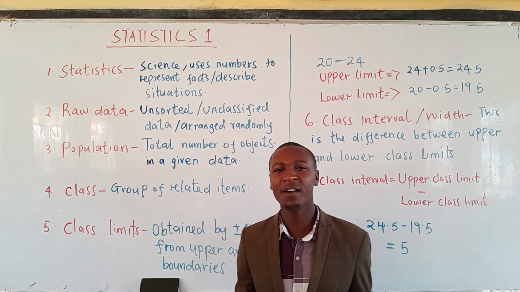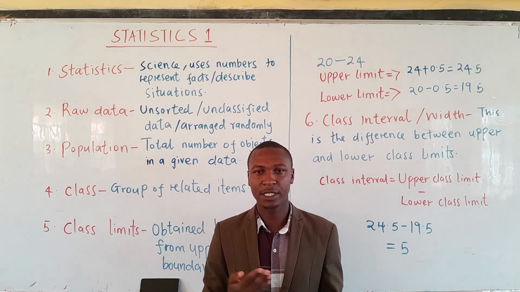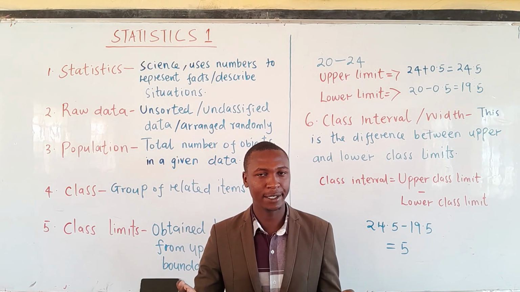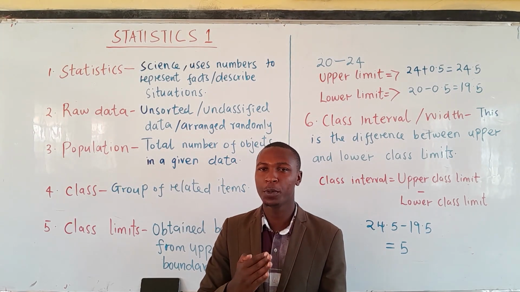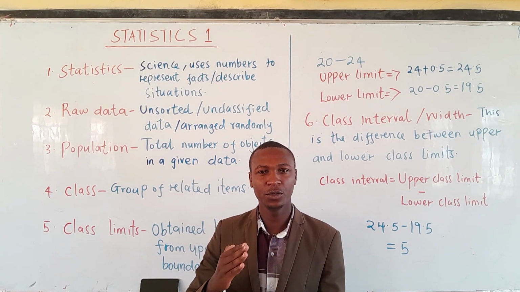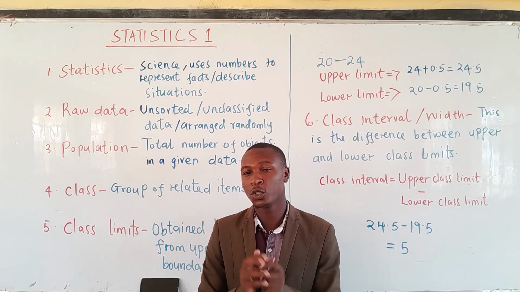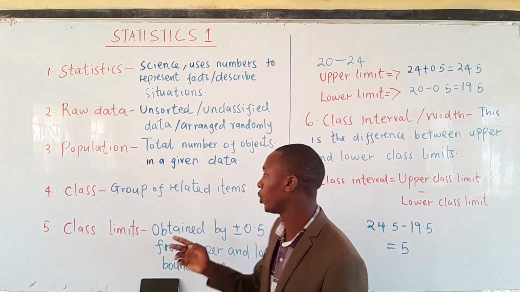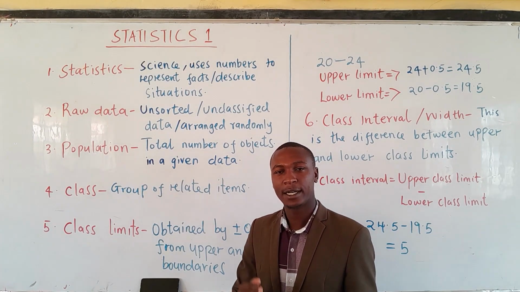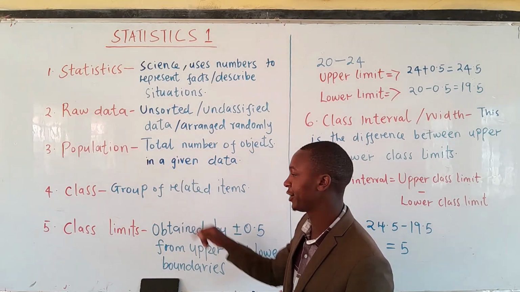For instance, if you have 100 students who have done a mathematics exam, the scores will be out of 100. So you can decide to group the performance of those students as, say, 10 to 20, 20 to 30, 30 to 40, and so on. Those groups are the ones that we call classes. So for us to be able to analyze data easily, we classify them into what we call classes.